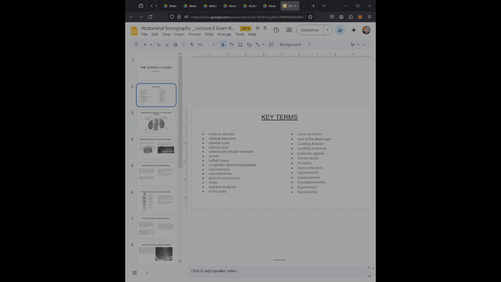Crus of the diaphragm is a tendinous structure that extends from the diaphragm to the vertebral column, and there are two crura, the right crus and the left crus. Gerota fascia is a fibrous envelope of tissue that surrounds the kidney and the adrenal glands. Hirsutism is excessive hair growth in women in areas where hair growth is normally negligible.